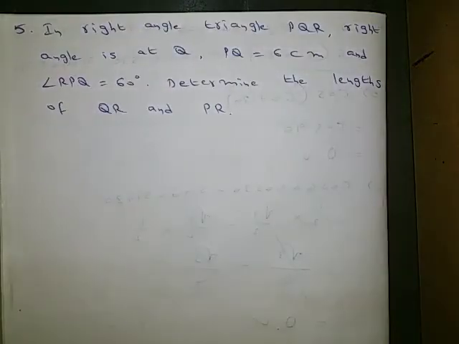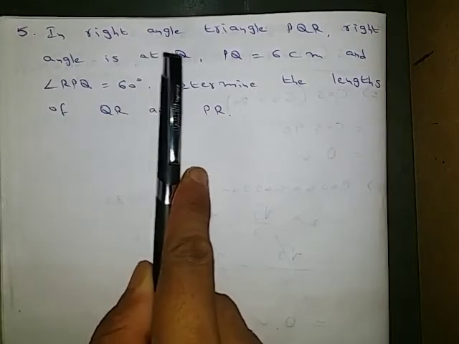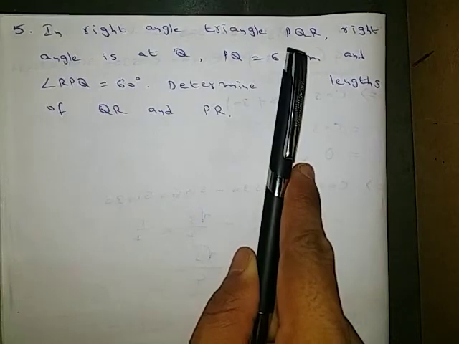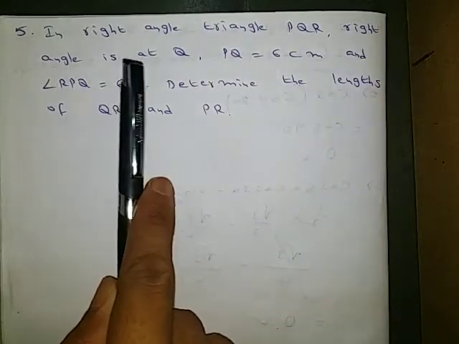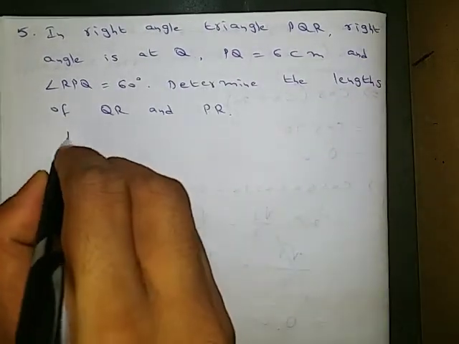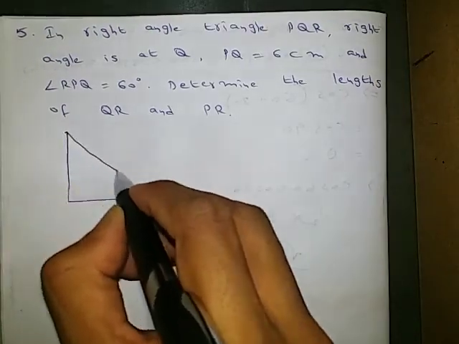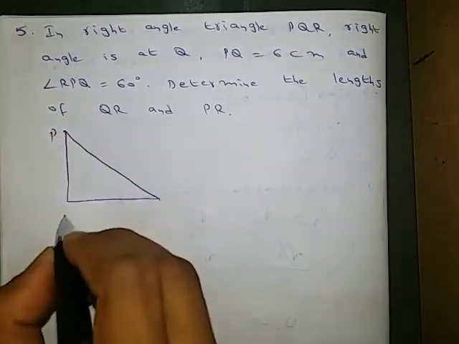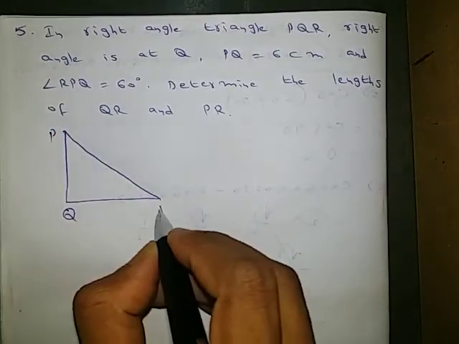Okay, if you look at the next question, in right angle triangle PQR, the right angle is at Q. So we have one right angle triangle PQR where the right angle is at Q. So PQR is there.